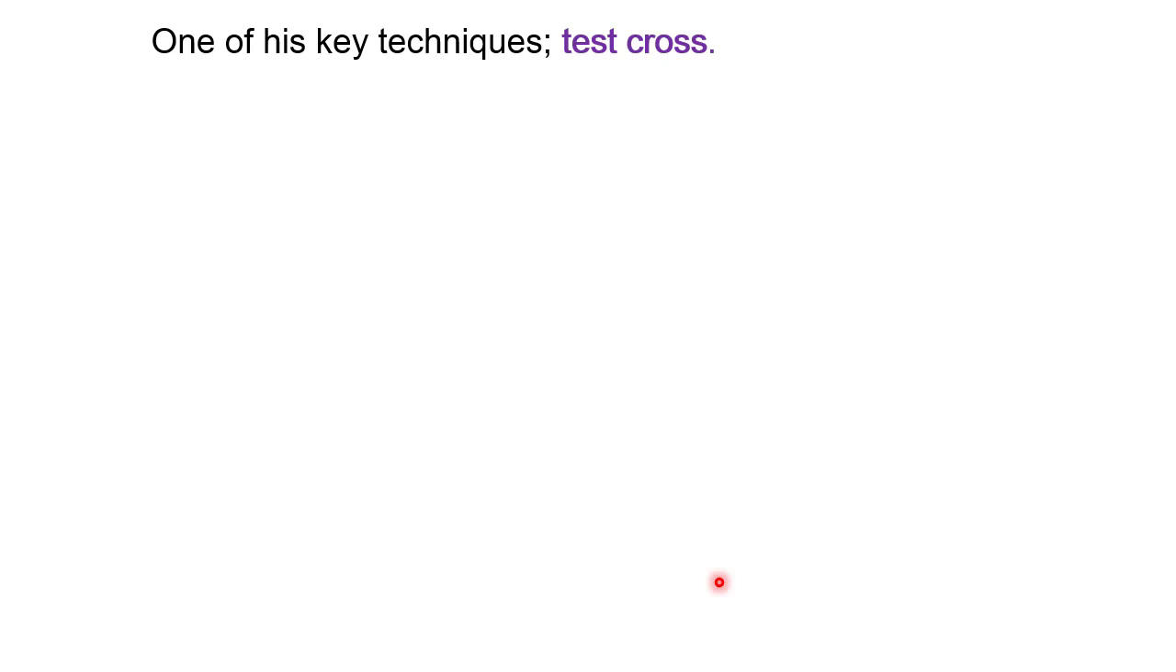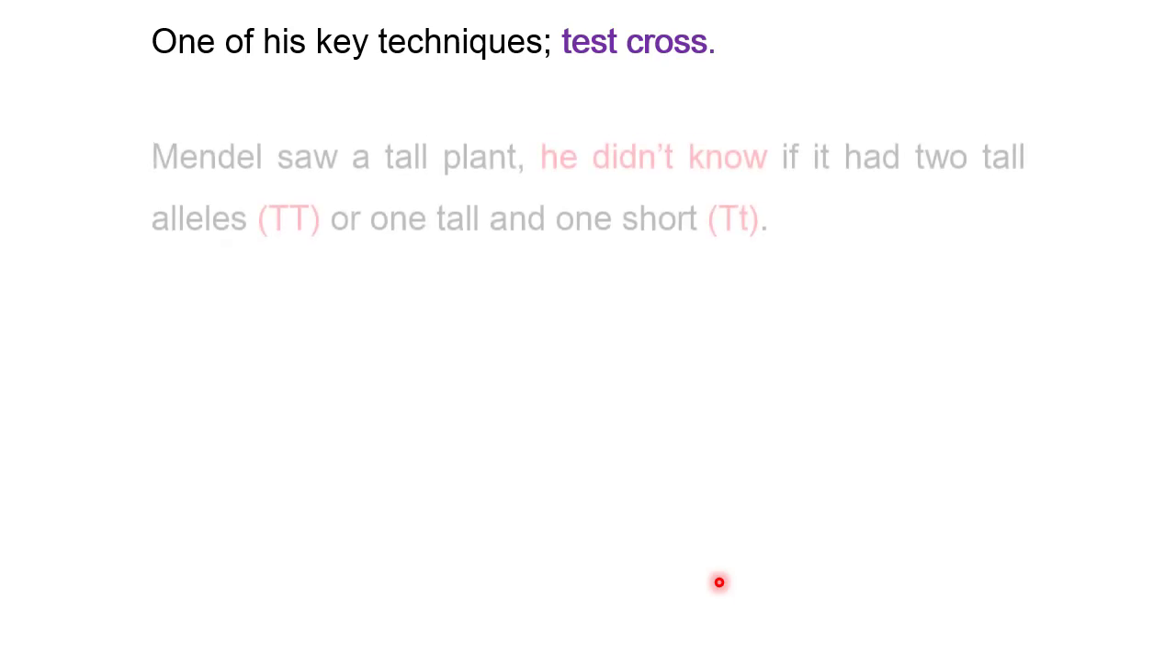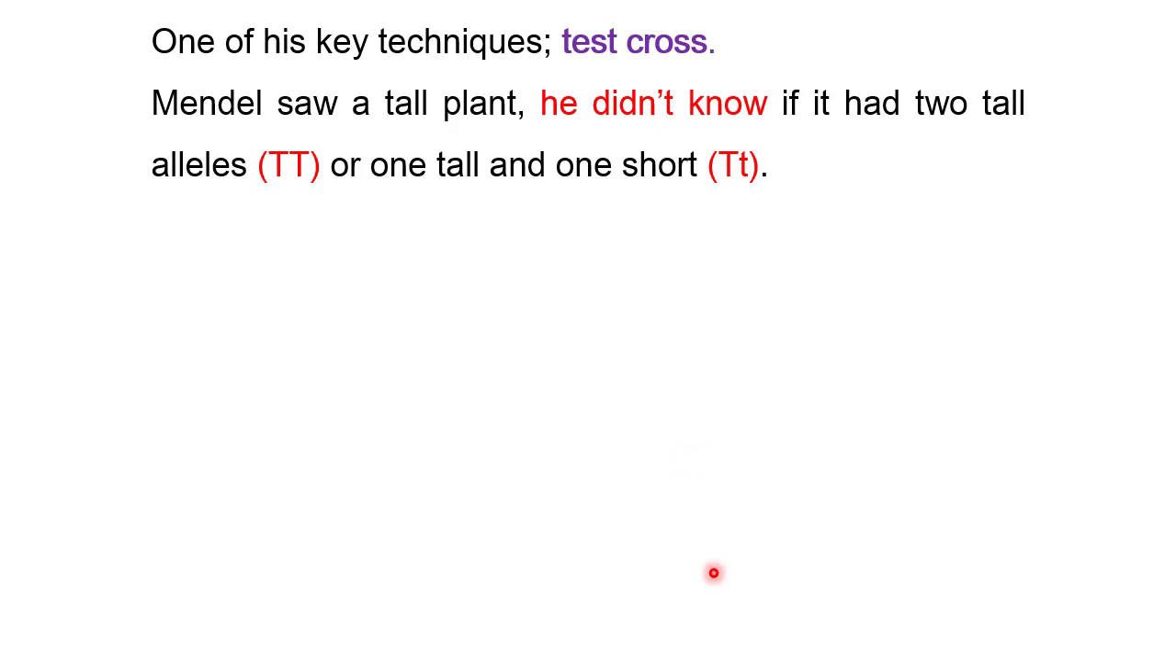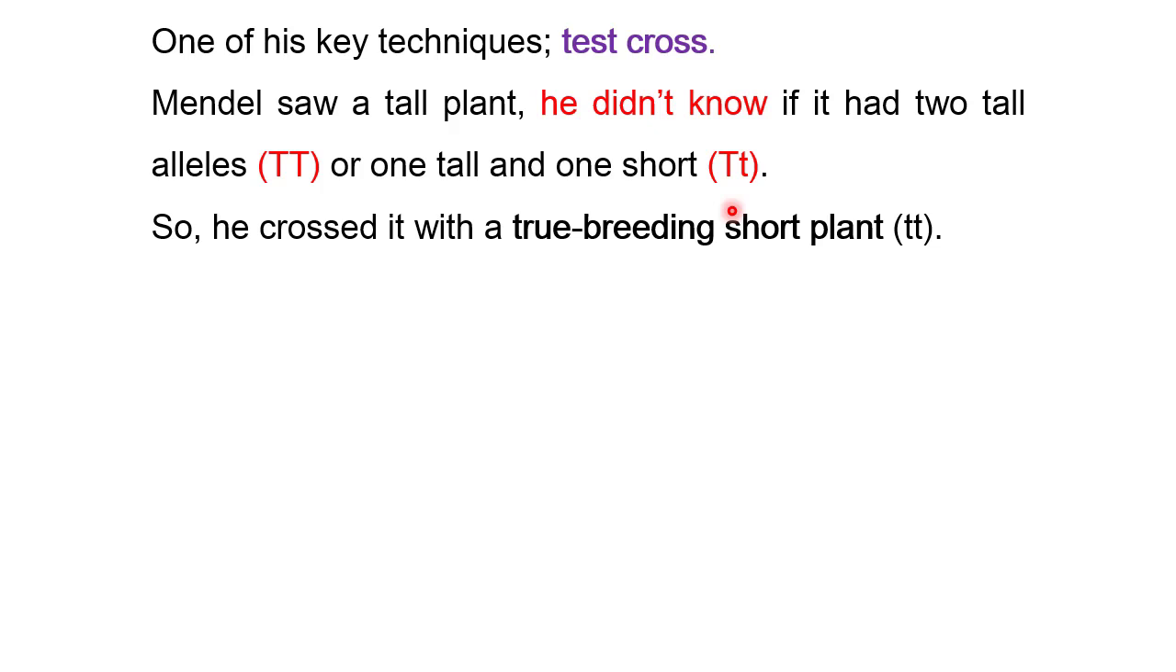Now one of his key techniques was the test cross. For example, Mendel saw a tall plant, but he didn't know if the tall plant has two alleles, capital T and capital T. Today we call this homozygous. Or the tall plant may contain one capital T and one small t, two different alleles. Today we call this heterozygous. So he didn't know whether the tall plant he was getting was homozygous or heterozygous. So he crossed it with a true breeding short plant.